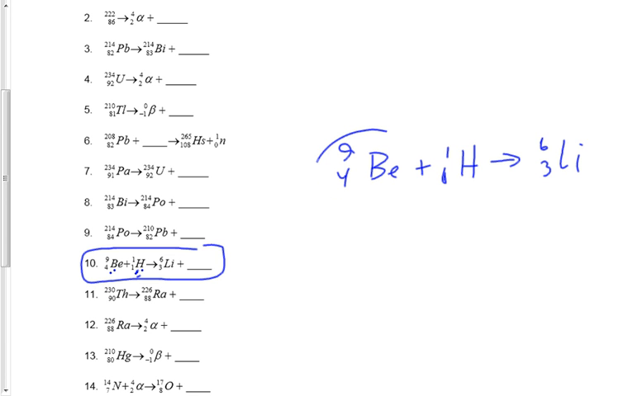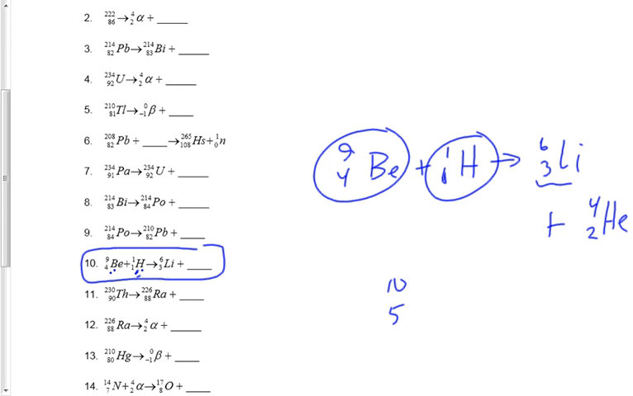So our big iceberg smashed into by the Titanic breaks up into this smaller iceberg plus what else? Well, on the left-hand side, 9 and 1 make 10, 4 and 1 make 5. On the right-hand side, 6 and 4 make 10, 3 and 2 make 5. What has an atomic number of 2? Helium. It's a different isotope of helium than we're used to seeing.